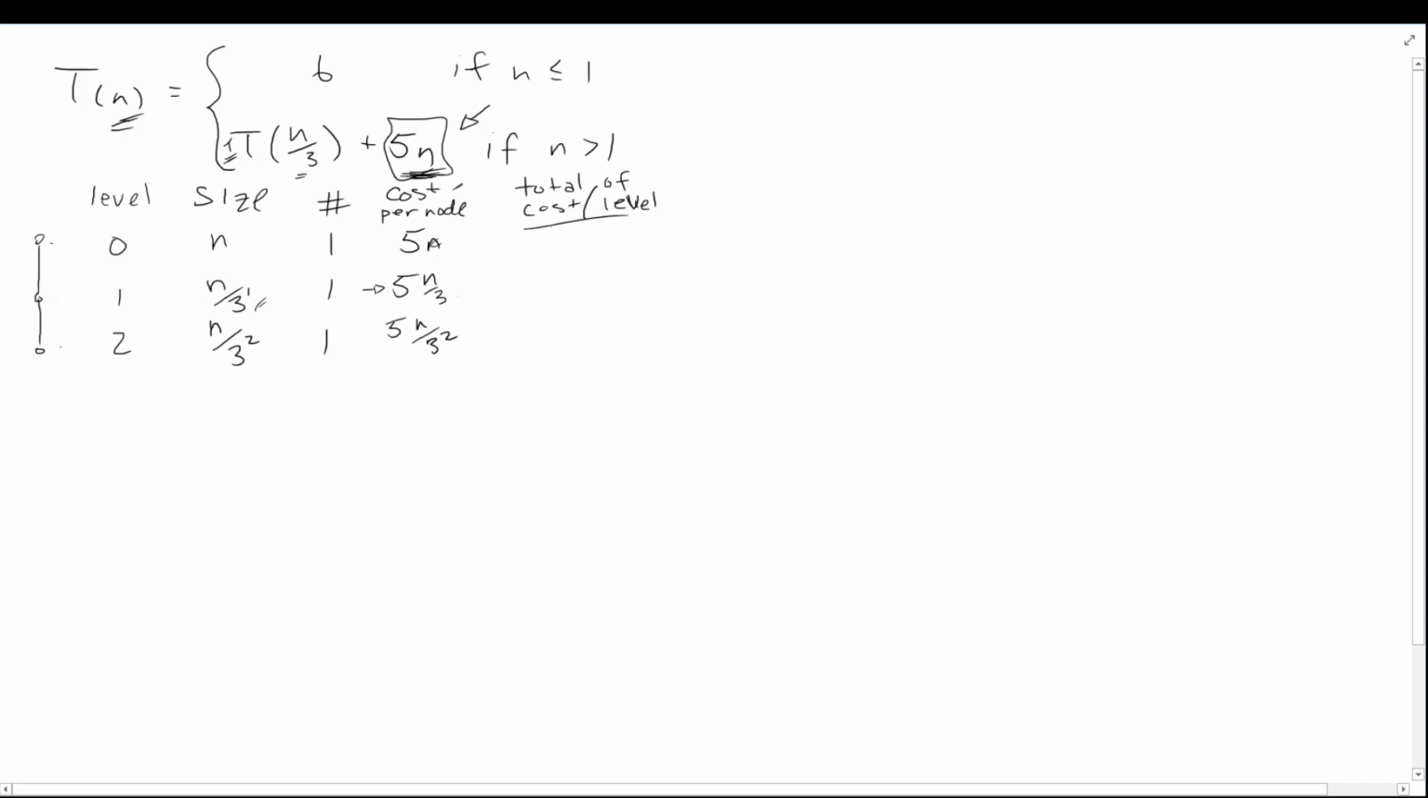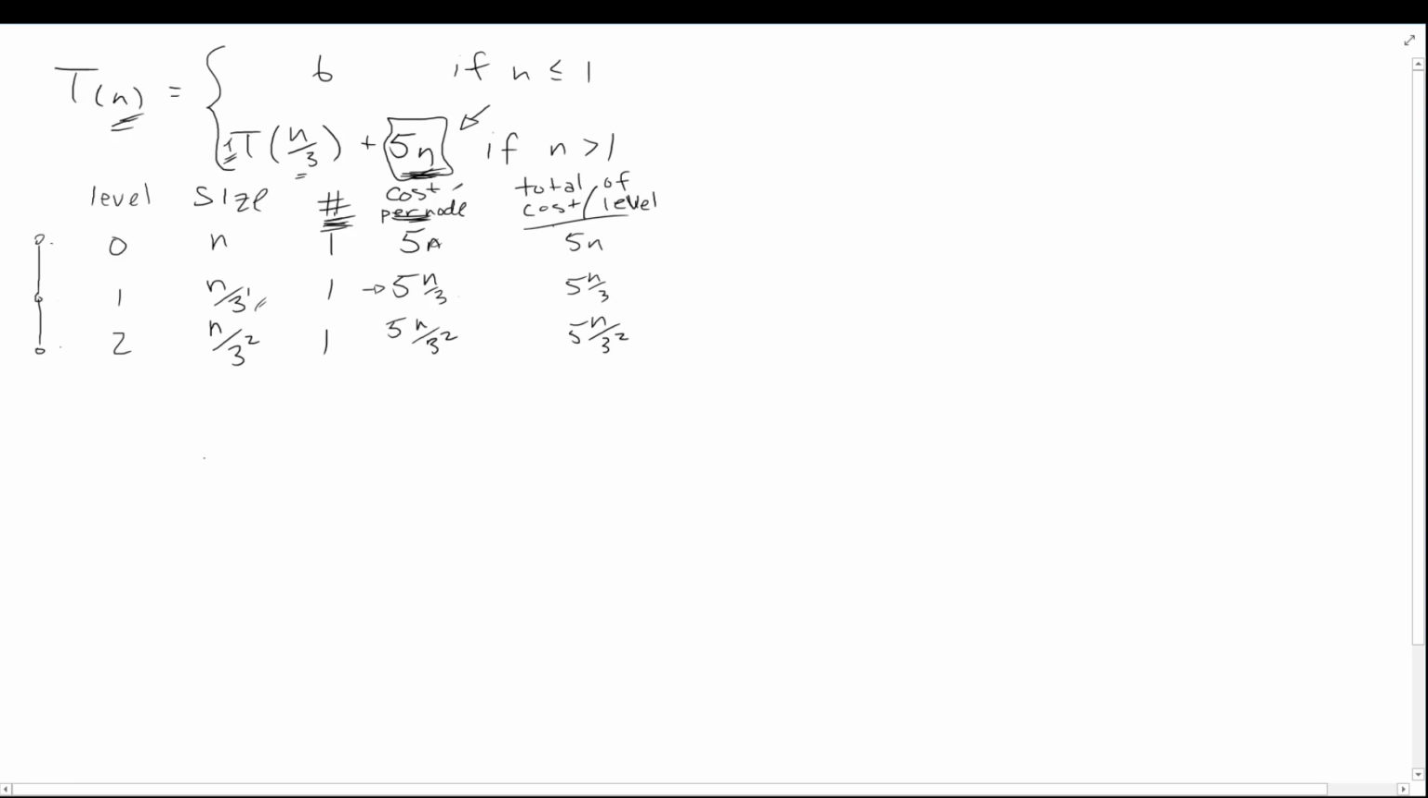But how do we get this level here? We multiply this column by this one, because this is the number of nodes. And remember, for this example, it's just 1. We'll do another example in a second. This one here, though, this one is the cost per node. So number times cost, multiply them out. Well, it's 1 for our number, so we're not getting anything special here. We get 5n over 3, 5n over 3 squared.